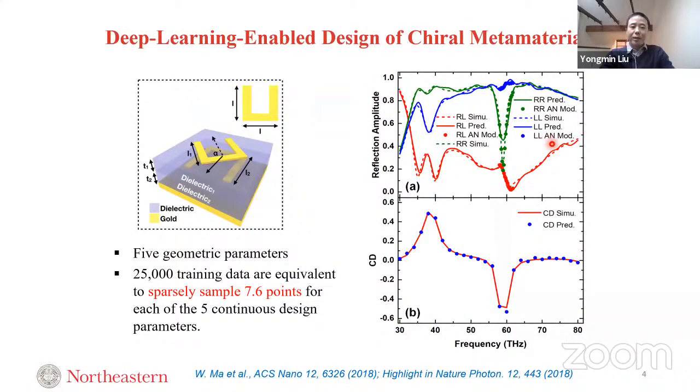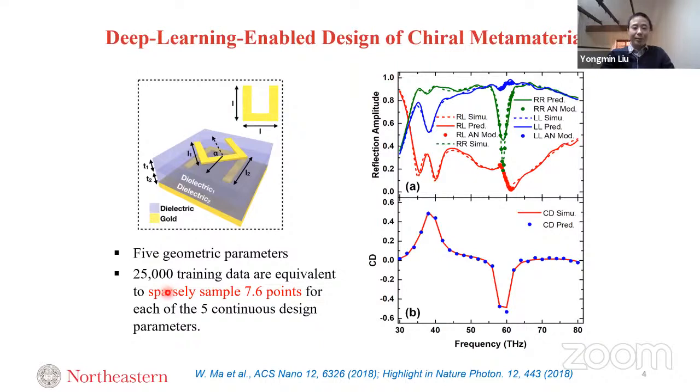This slide shows the first attempt in my group to use deep learning to design chiral metamaterials. Initially we considered a bilayer structure. The shape is fixed. We have U-shaped split-ring resonators. We control the dimension, the twisting angle, and also the separation between the two split-ring resonators. Overall, we have five geometrical parameters, and in this deep learning training process, we have 25,000 data.